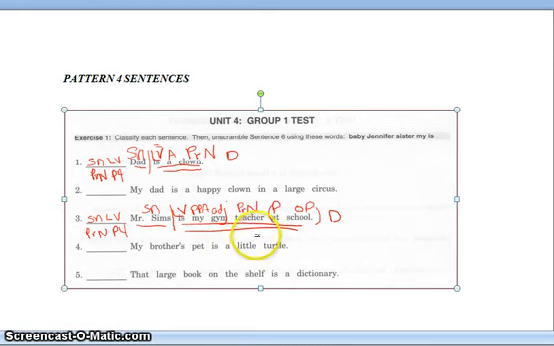Now the rest of the sentences are basically the same. I don't particularly like this handout because it makes it appear like is the only linking verb. That is not true. There are other linking verbs out there. Seems can be a linking verb, becomes can be a linking verb. So just make sure that you always ask the question, and if the verb itself is acting like an equal sign, then you know that you are dealing with a pattern 4 sentence.